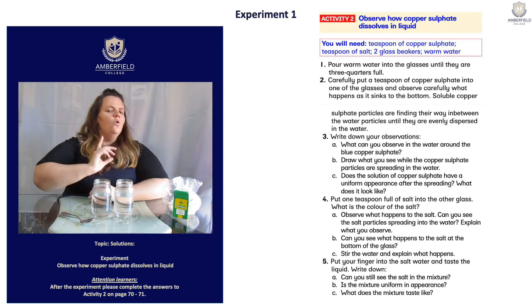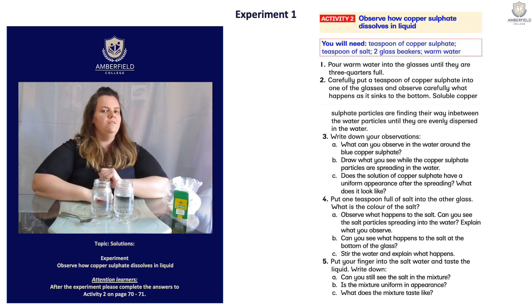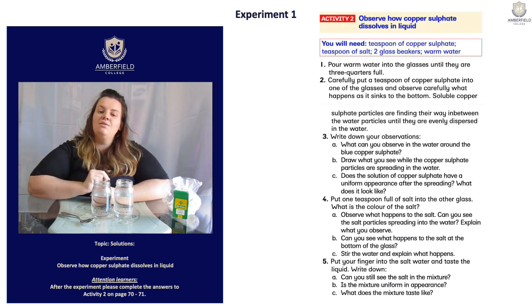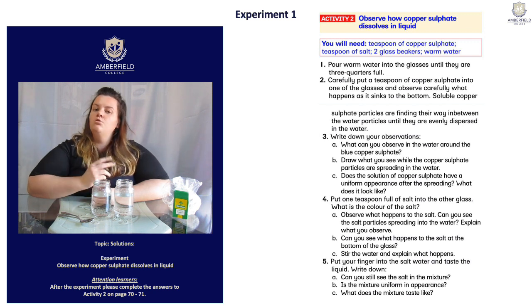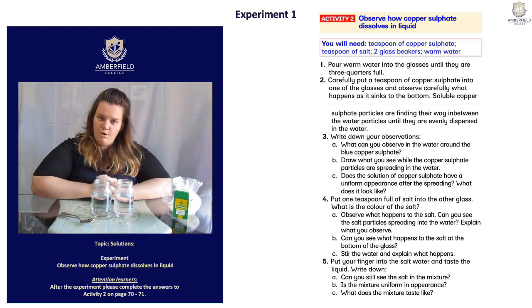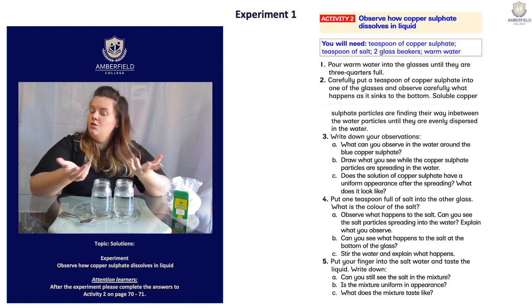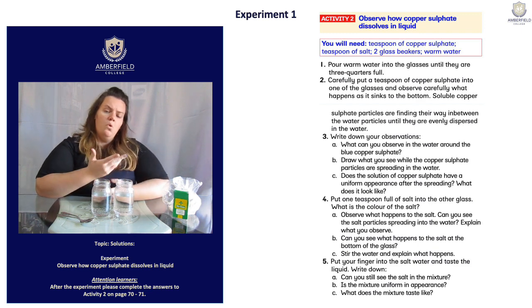Now, we're going to be doing 2 experiments in this lesson. For the first experiment, we'll be looking at activity 2 on page 70 and 71. I will be doing the first experiment for you, and you are more than welcome to do the second experiment yourself at home when you have time. For the first experiment, we will be making different solutions. Then we'll be identifying, are both of them solutions or not?